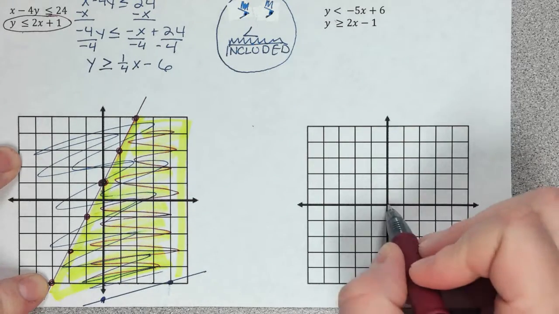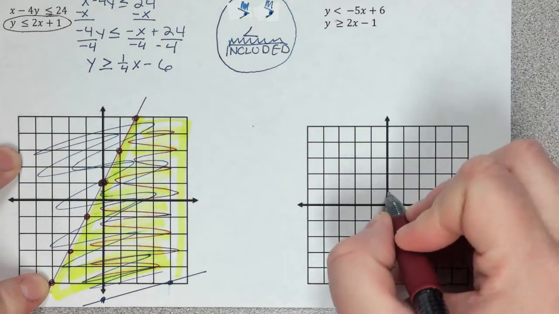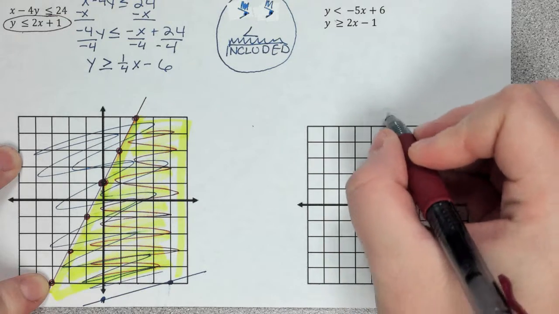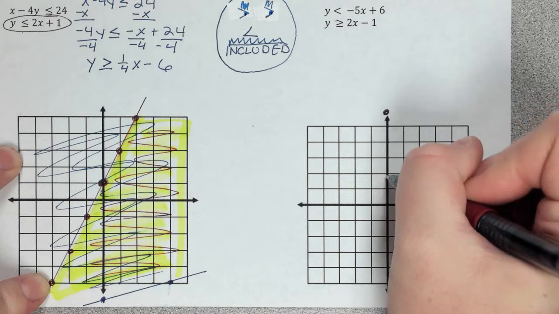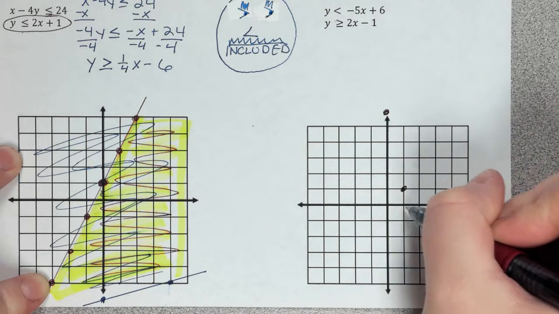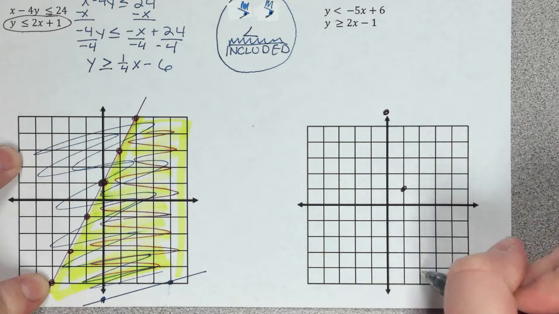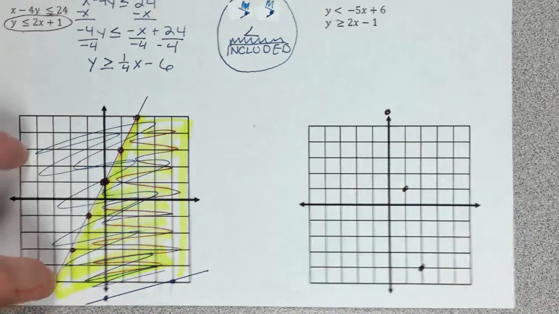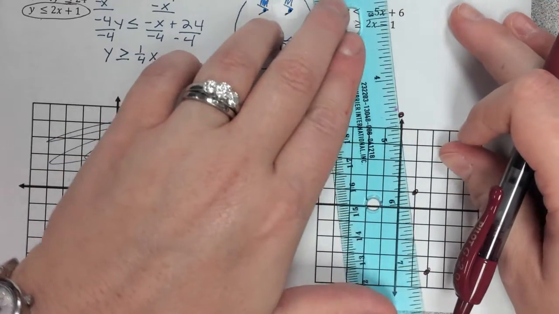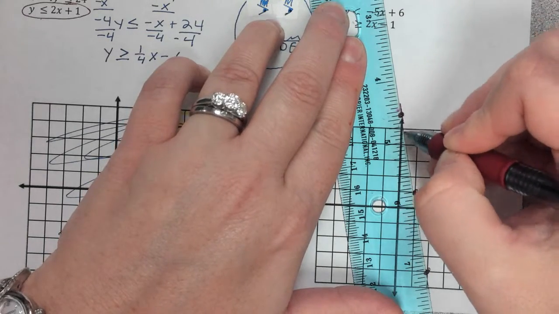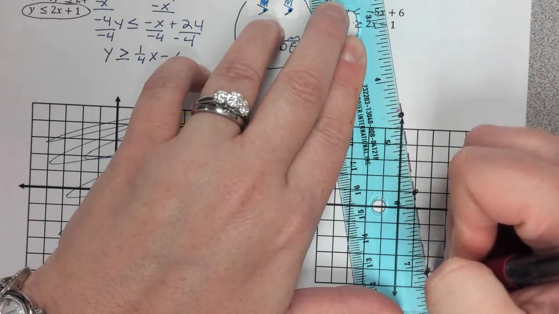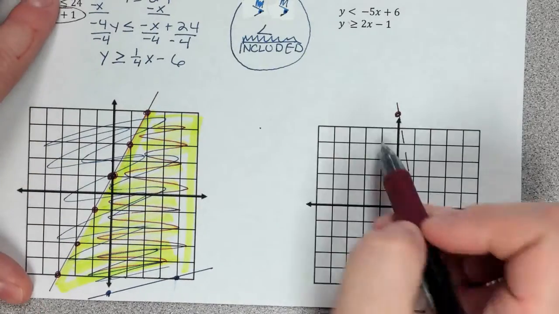Alright, so I'm going to start up here at positive 6. 1, 2, 3, 4, 5, 6. And my slope is negative 5. 1, 2, 3, 4, 5 over 1. And I'm going in this direction because it's negative. Now I'm going to be drawing dashed lines because it does not have that equal to symbol. I'm going to be shading below.